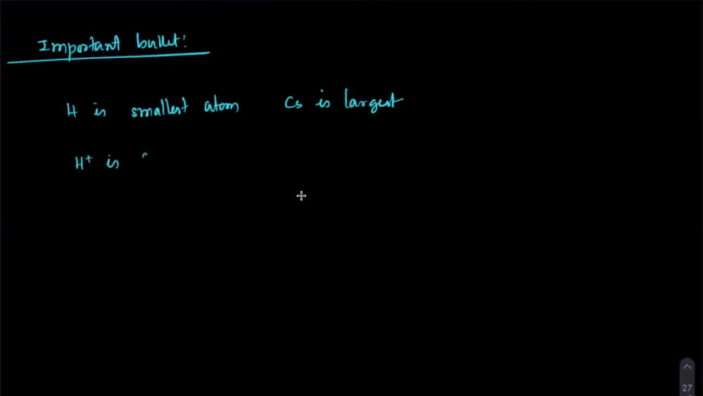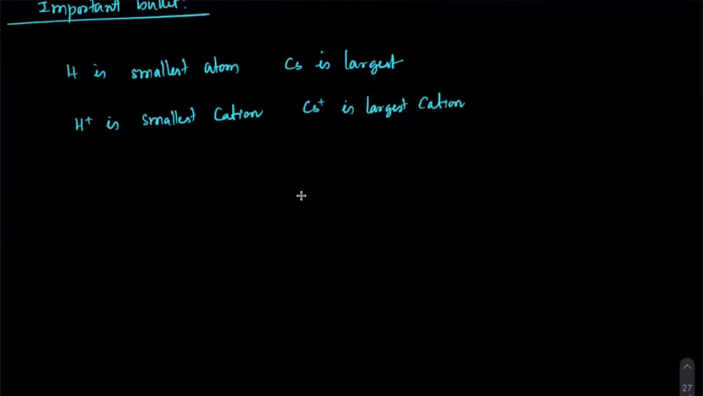H+ is the smallest cation. Cs+ is the largest cation. Largest cation in the sense that, among single positive ions, H+ is smallest. F- is the smallest anion, while I- is the largest anion. Again, I'm comparing only single charge.